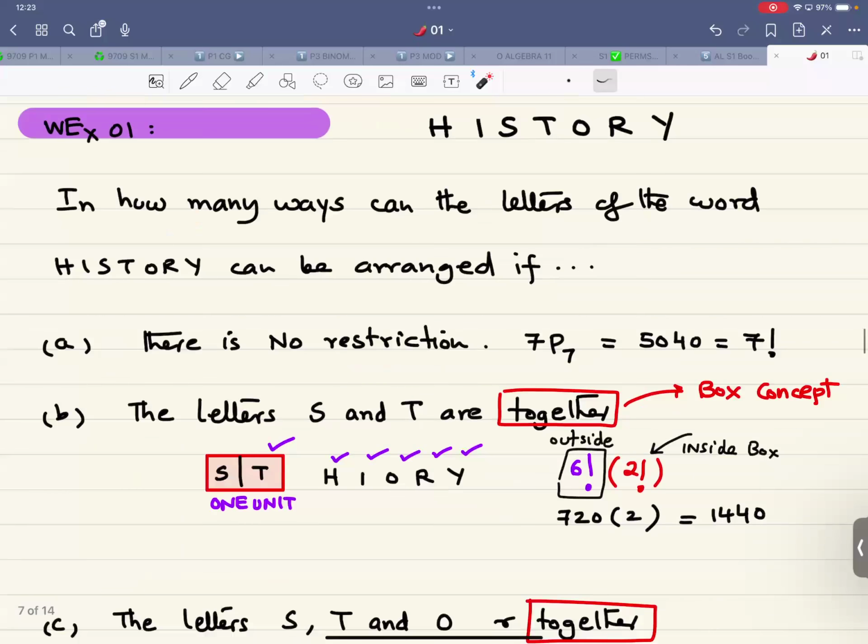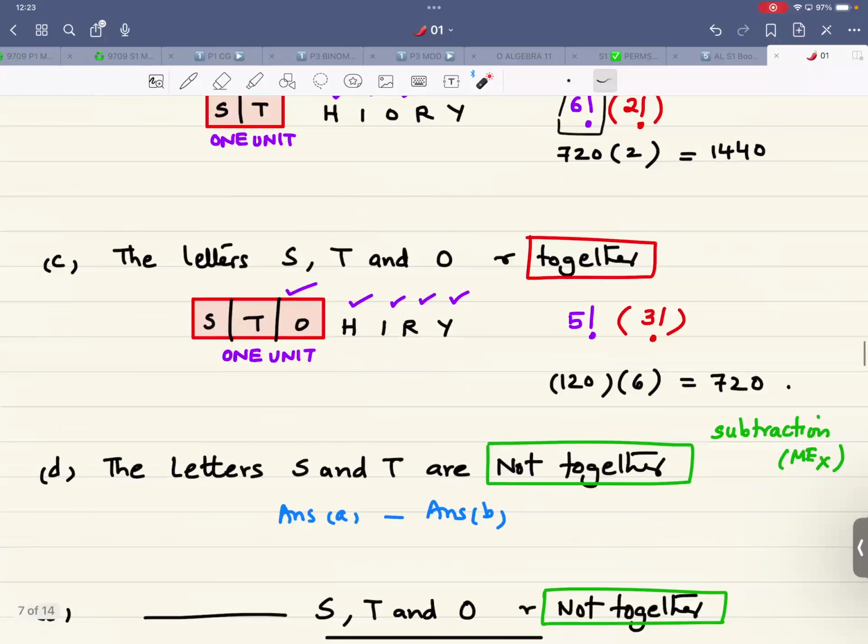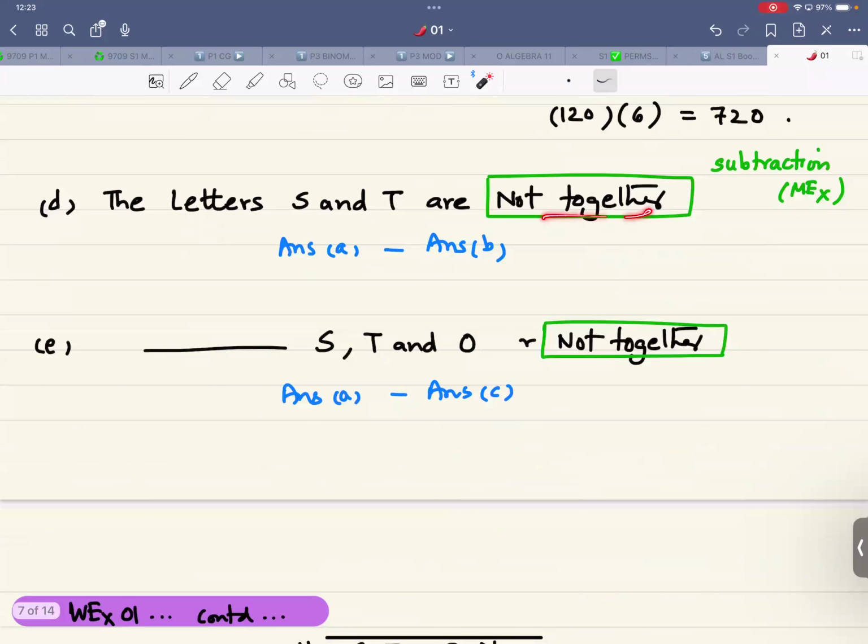Then the concept of together, that is the box concept. Put it in a box, consider it one unit, add it to others. Take care of the outside, take care of the inside. Outside, inside. Not together, subtraction. MEX, mutually exclusive. Without any restriction, minus together will give us not together.